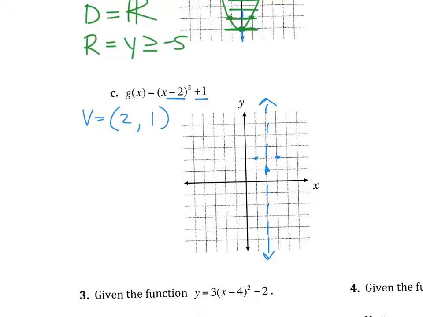Plug in 0. 0 is an easy number to plug in because it gets rid of a lot of things, right? So if I do 0 minus 2 squared plus 1, what's -2 squared? 4. Positive 4. So this is 4 plus 1. So if I plug in 0, I get out a 5. So 0, 5, 1, 2, 3, 4, 5 puts me here.